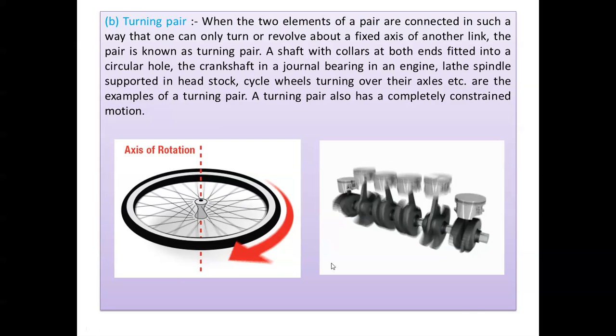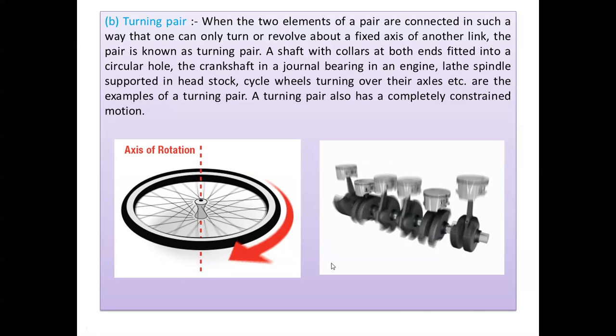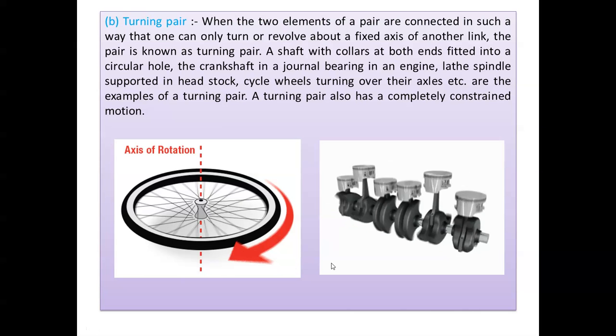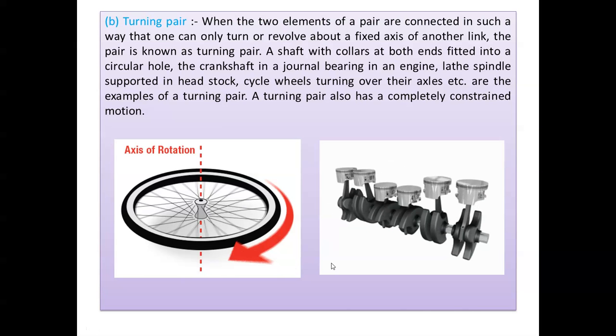Here, when the two elements of a pair are connected in such a way that one can only turn or revolve about a fixed axis of the other link, as you can see in the figure, the pair is known as a turning pair. For example, the crankshaft in a journal bearing, lathe spindle, cycle wheels. These are the examples of turning pair. One focus point is that a turning pair also has a completely constrained motion, meaning a definite direction of motion.